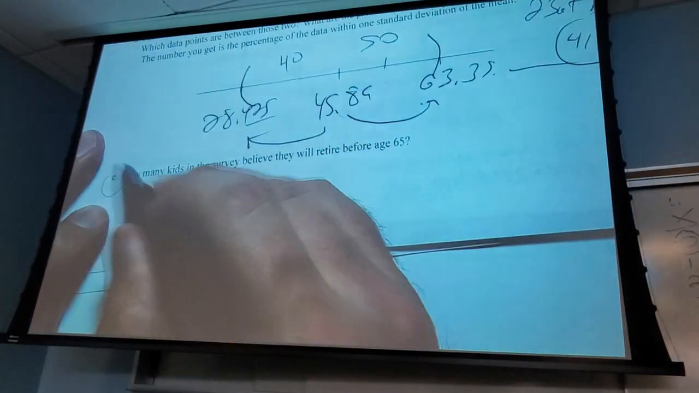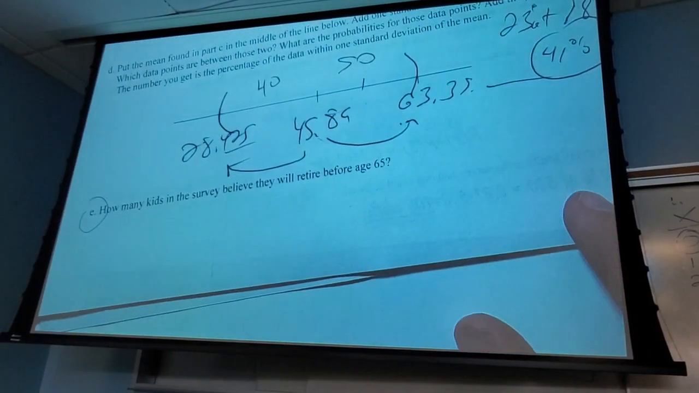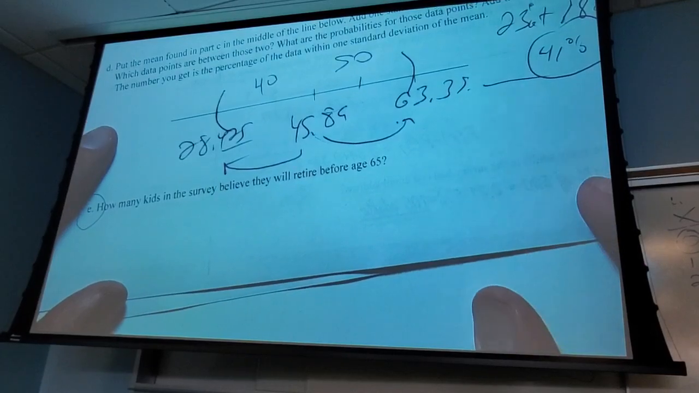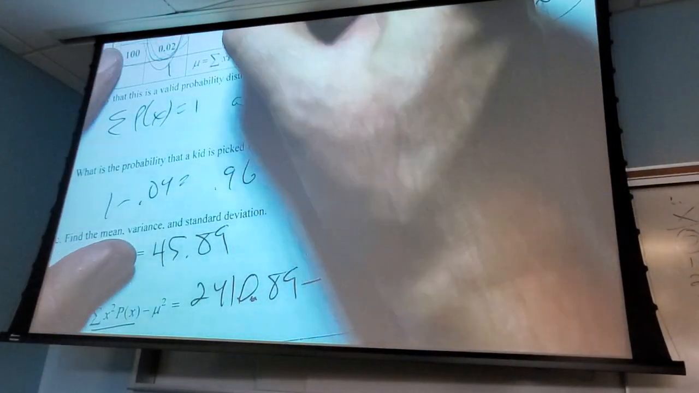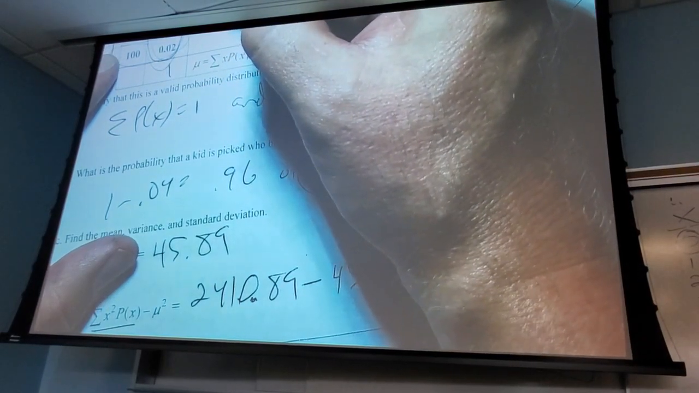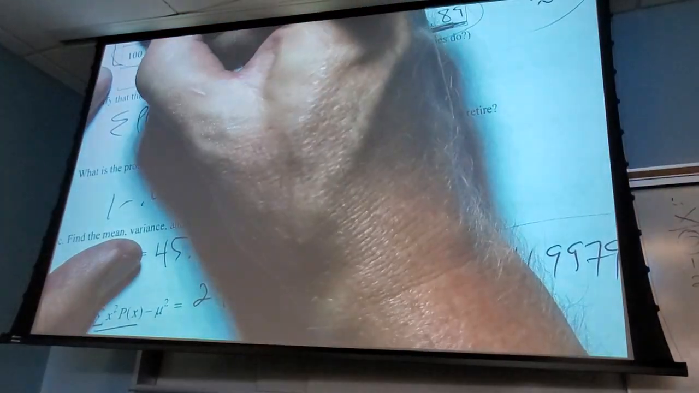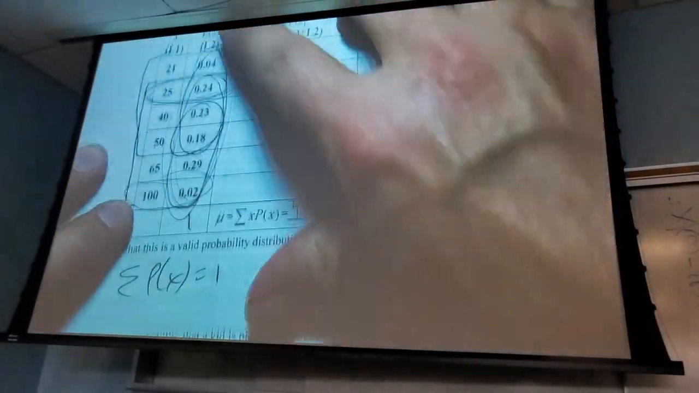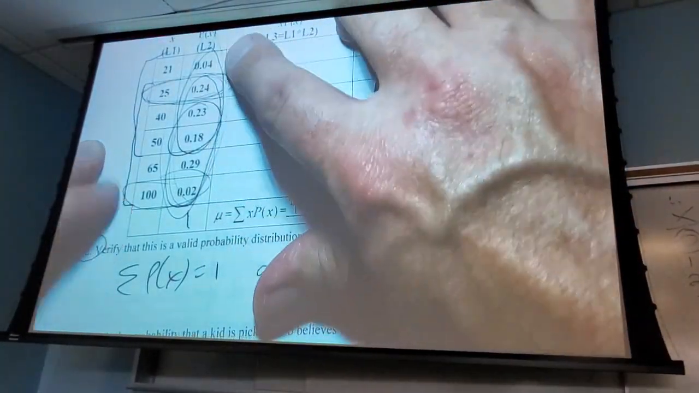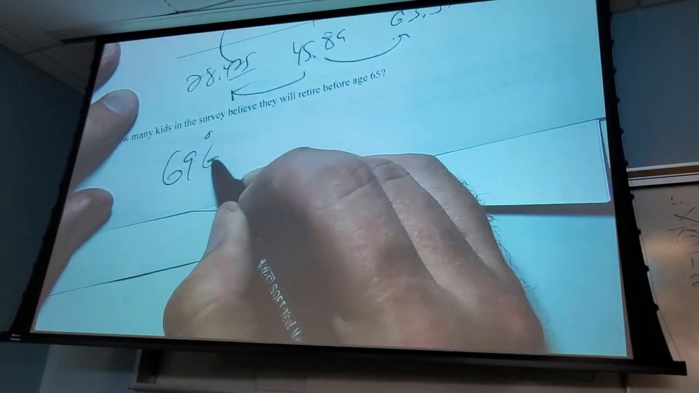Now this last question is a little bit weird. It's kind of a two-stepper. If I would have asked instead, what percentage of kids think they'll retire before 65? What do you have to add up? Everything before 65, so all these here, right? What do you get when you add those up? So 69%, but I didn't ask for a percentage.